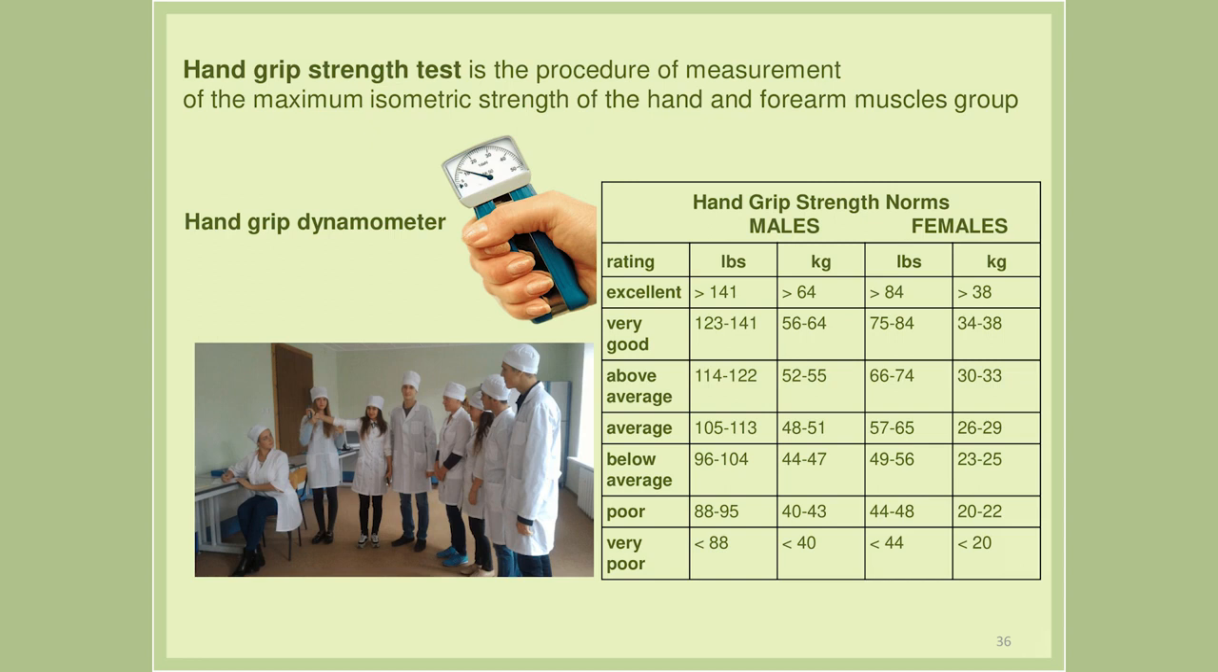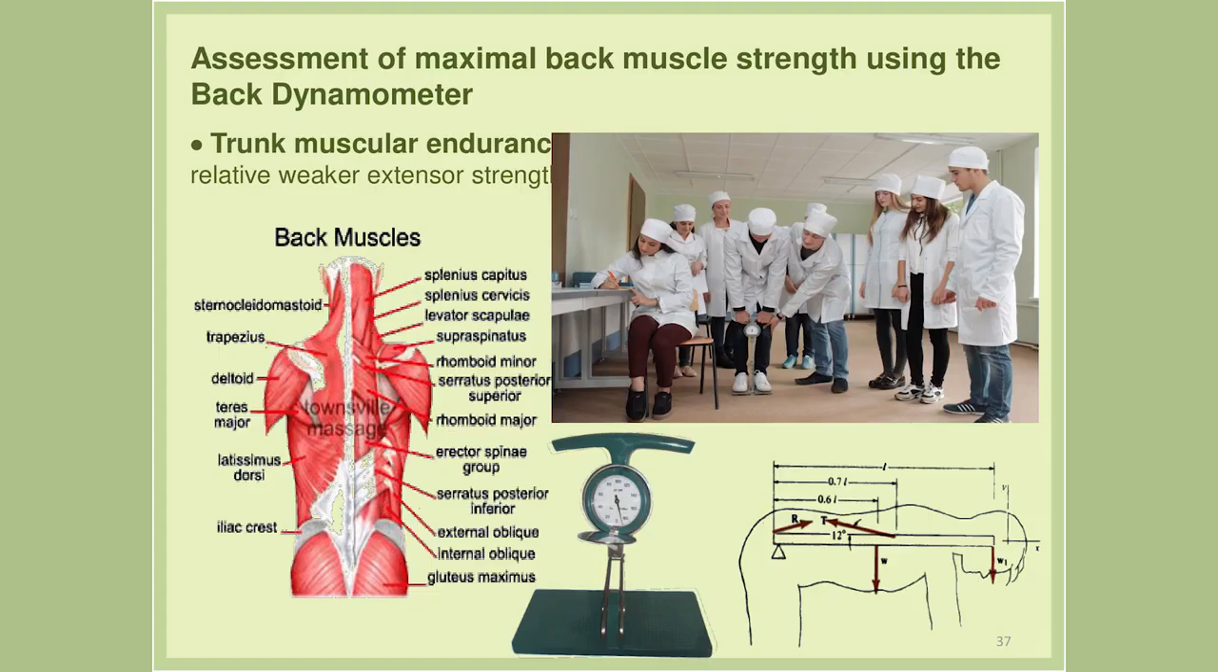One more may be suggested as the physics method of quantification of skeletal muscle contraction. It is the assessment of maximal back muscle strength using the back dynamometer. In trunk muscular endurance testing, people with low back problems have relatively weaker extensor strength relative to their flexor strength. This assessment is illustrated by this slide: assessment of maximal back muscle strength that uses the back dynamometer.